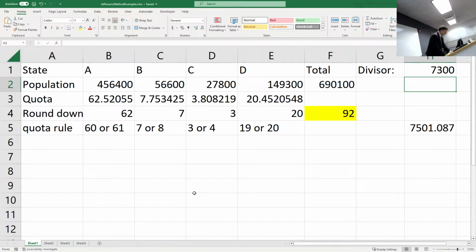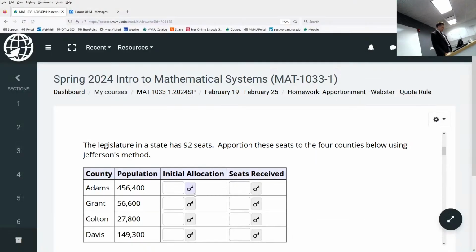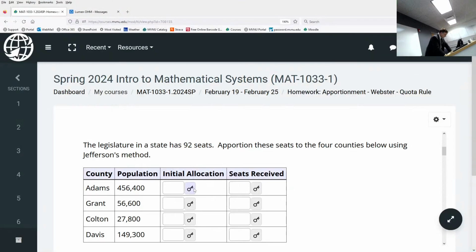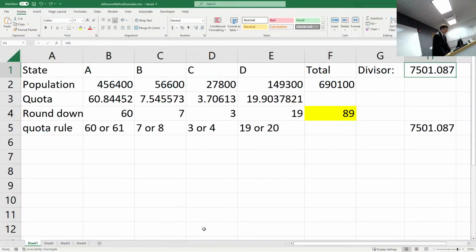So there's my answers. Let me go back here and type them in. We got 62,730. Oh, sorry, I need to explain. Let me undo that for just a sec. So the initial allocation refers to those numbers there, your standard quota rounded down. Let me check to make sure that I know what I'm talking about. Yeah, it looks like that's the case. See, 67, 3, and 19. So that's, in fact, what we have here.